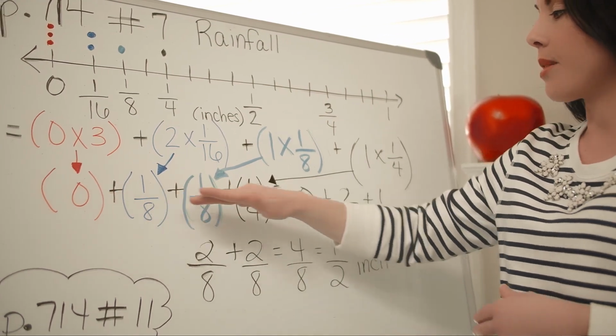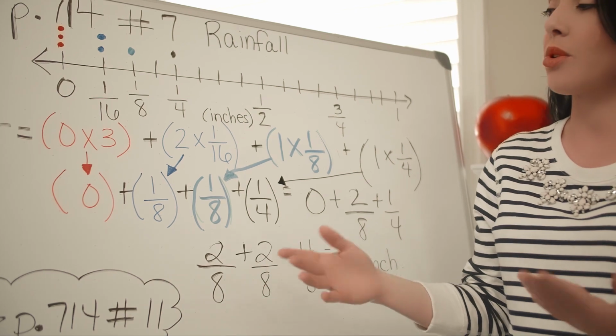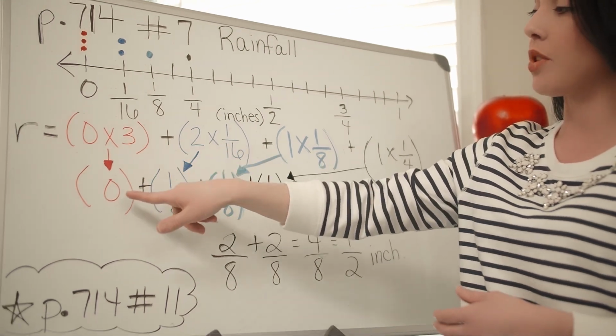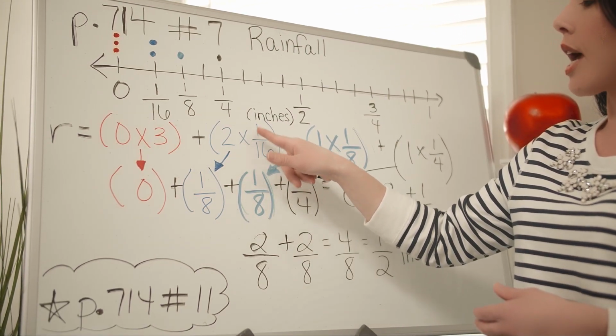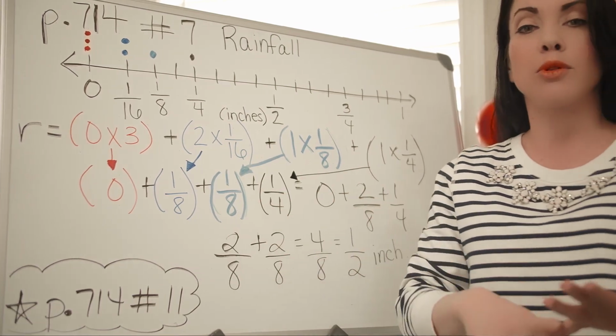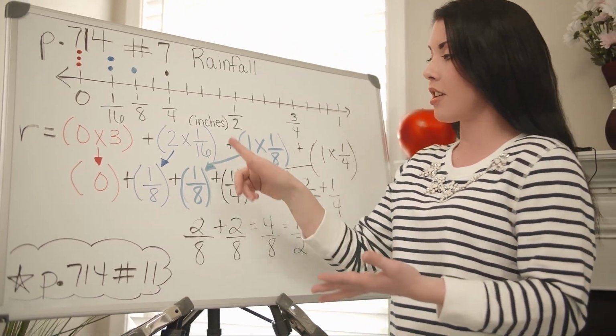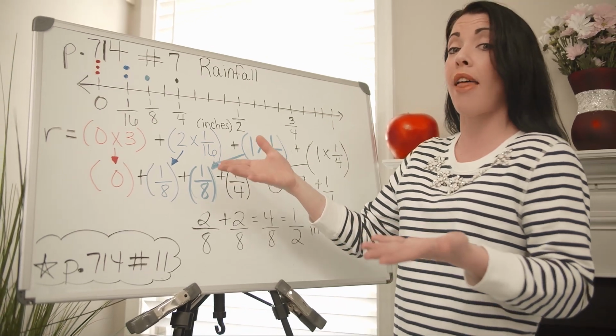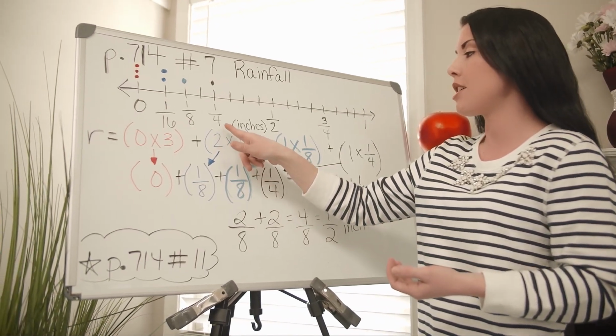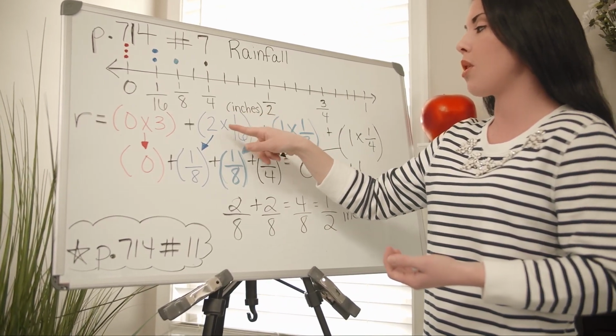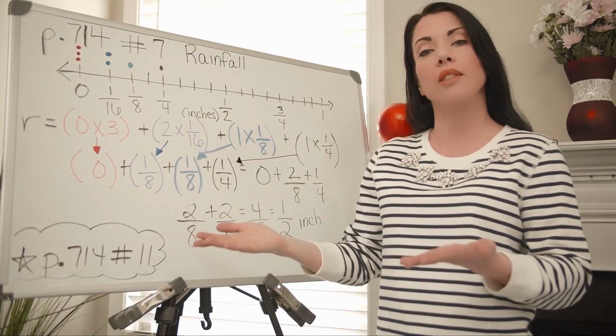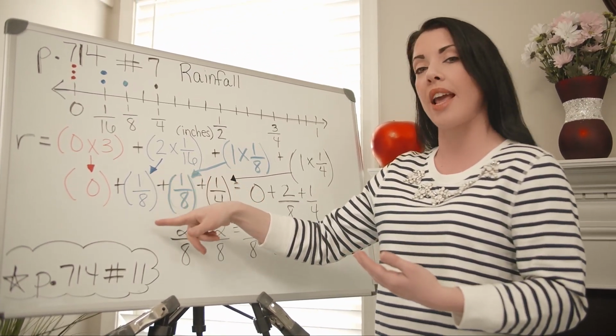Then on the next line, what I did here is I just solved those equations. So I said 0 times 3 is 0, 2 times 1/16, remember when I multiply a whole number times a fraction, I have to multiply straight across and then simplify if necessary. So I did 2 times 1 is 2 over 16. I know 2/16 can be simplified to 1/8.